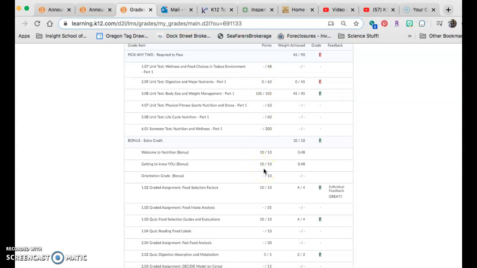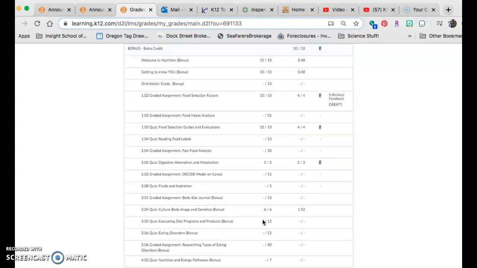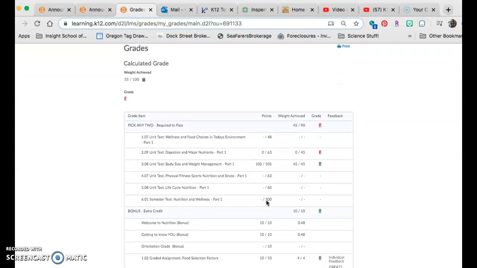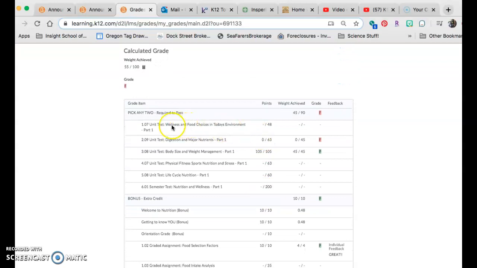And then anything that you want to complete above and beyond the 2 unit exams is going to be extra credit. You can see right here, this person has completed several extra credit assignments that are only helping their grade. So again, you only need to complete 2 of the unit exams at a passing score to pass this course.